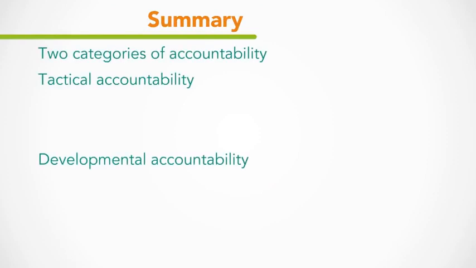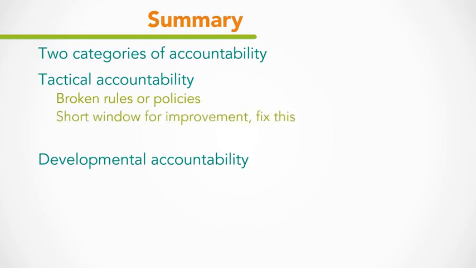In summary, in this video, we talked about tactical versus developmental accountability, which really are the two areas when we're talking about performance development that we tend to look at most as managers. First, tactical accountability is when an employee breaks a rule or a policy, something very rigid, very measurable. Typically, there's a very short window for improvement because it's not a coaching thing. It's just hey, you were late. You need to get to work on time.